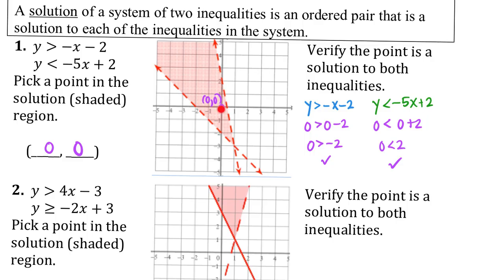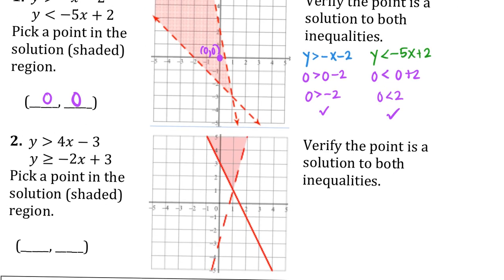So if you pick a point in the shaded region, it has to satisfy both inequalities. And this would have been true even if I had picked negative 3, 2, or negative 4.5, 4.8. Any point in the shaded region should satisfy both. Okay, let's try number 2.